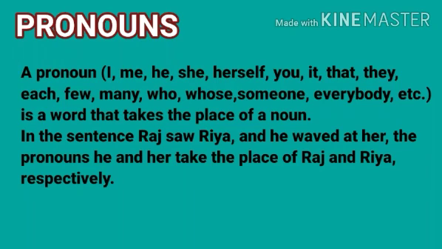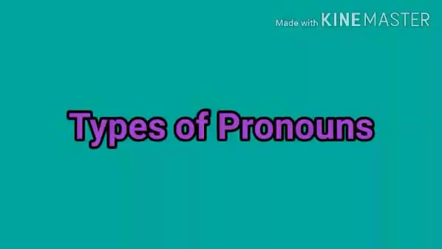Example, in the sentence, Raj saw Riya and he wept at her. The pronouns he and her take the place of Raj and Riya respectively. Now, types of pronouns.